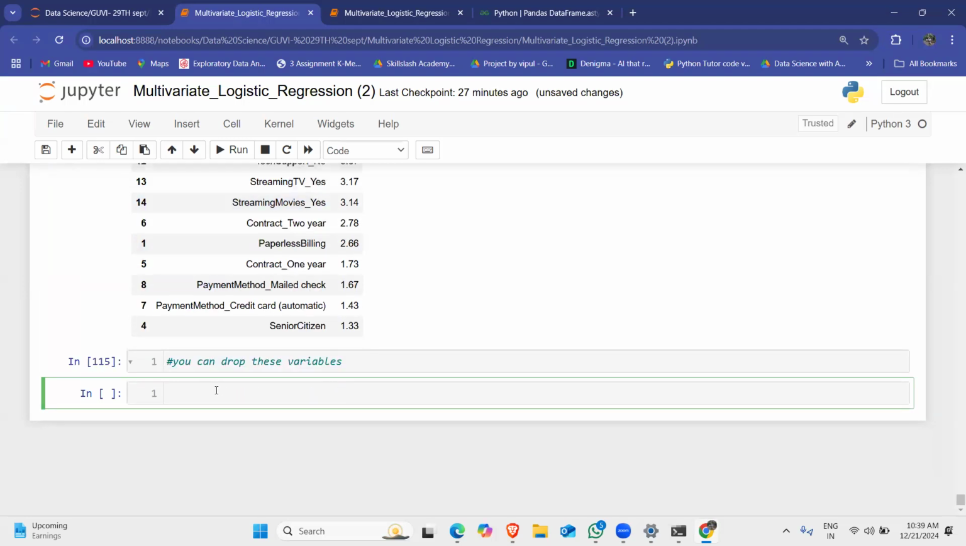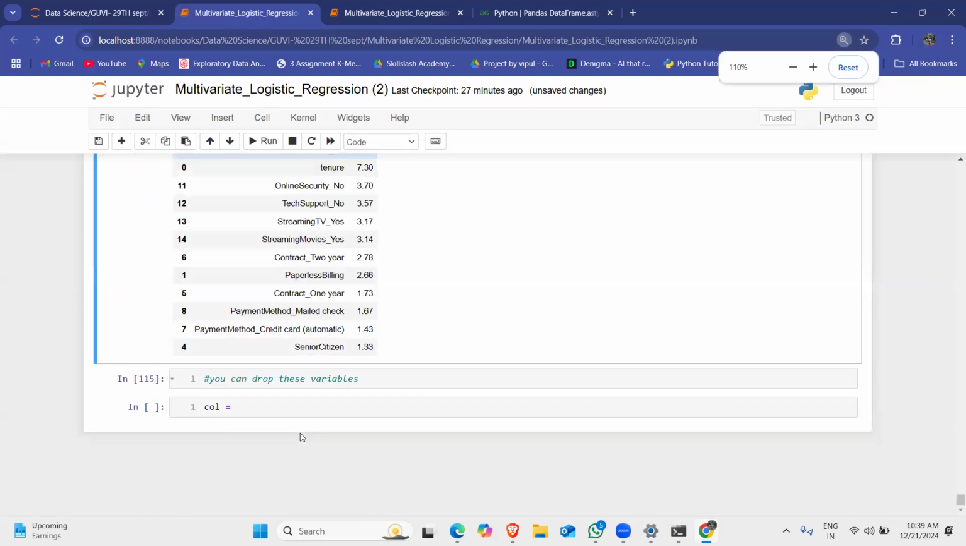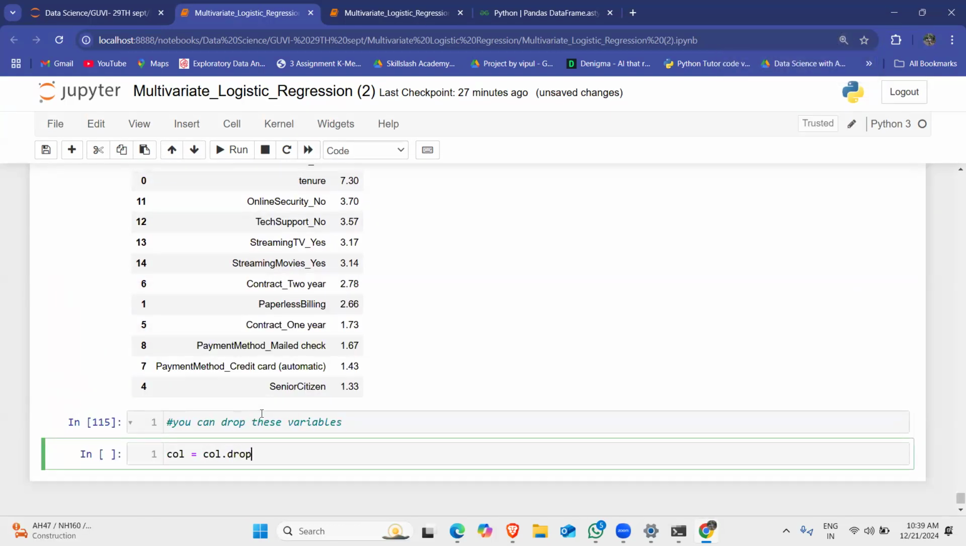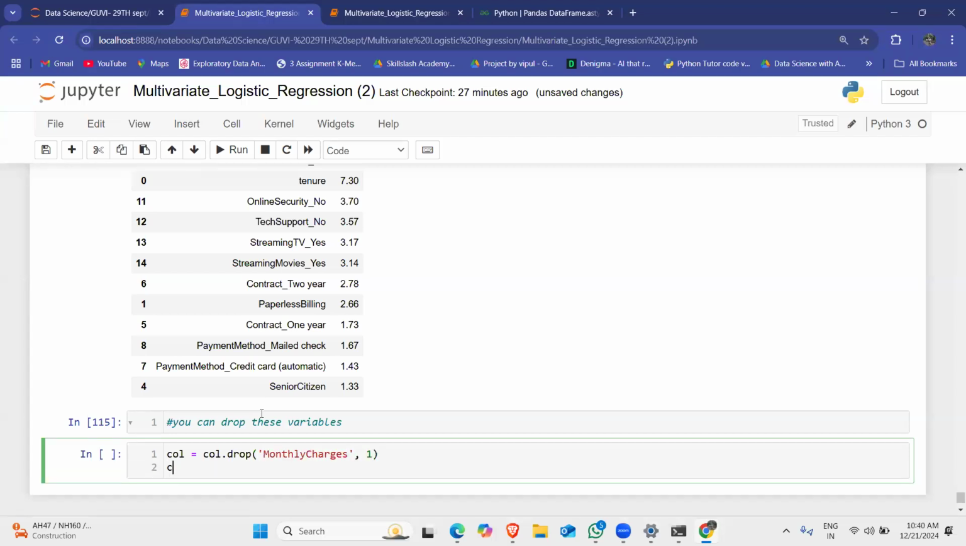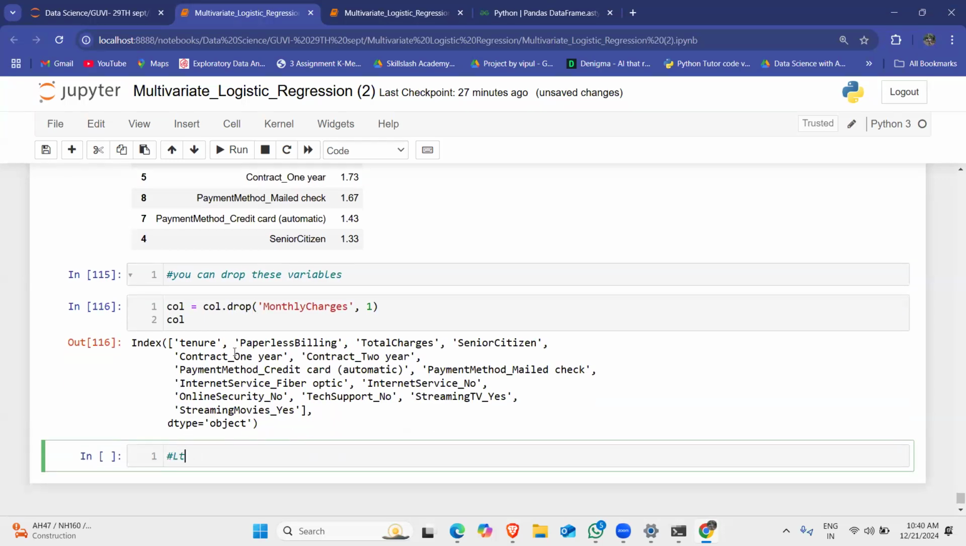I'll just give you one demo of how you can proceed further. You can drop the phone service, or let's say you want to drop the monthly charges column. So you'll write col = col.drop('PhoneService' or 'MonthlyCharges', 1), col equals to this, and let's rerun the model using the selected variables.